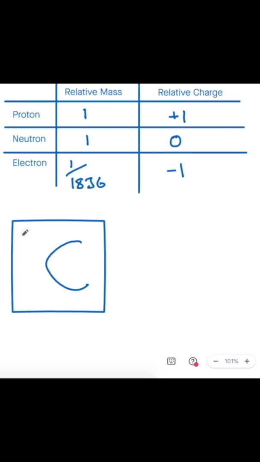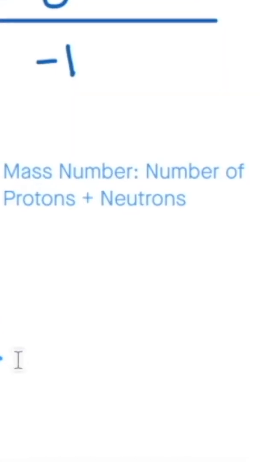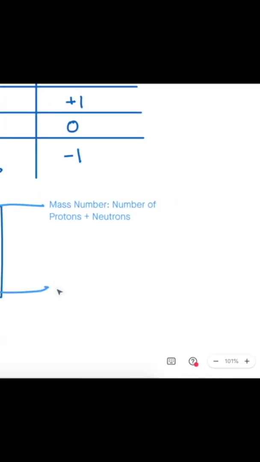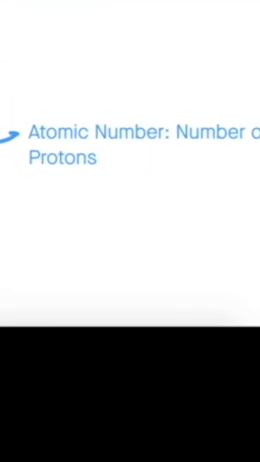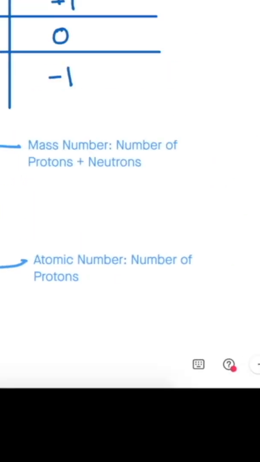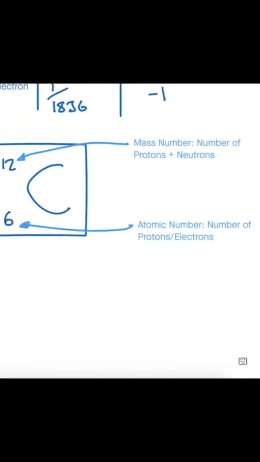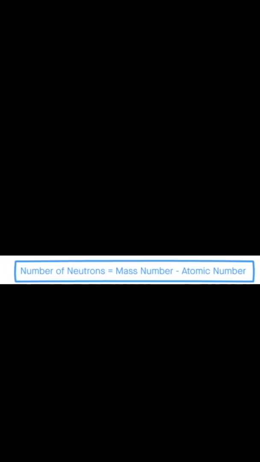Now, when you look at any element, there's always two numbers involved. The bigger one is known as the mass number. That tells you the number of protons plus neutrons. The smaller number is the atomic number. That tells you the number of protons or electrons. If you want to work out the number of neutrons in any element, you need to take the mass number and minus the atomic number from it.